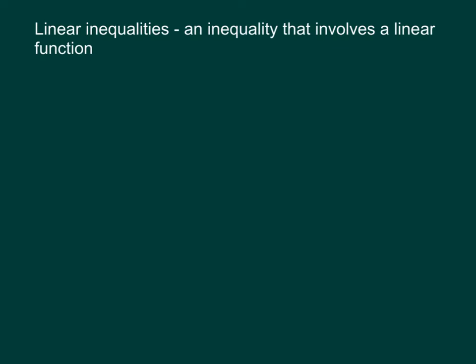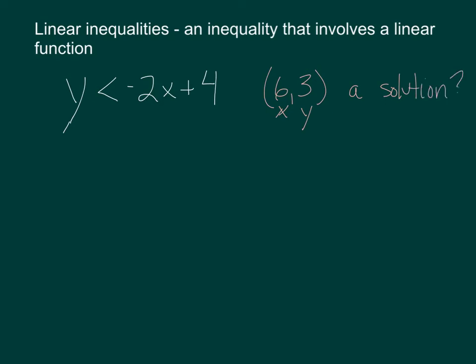Now, linear inequalities are inequalities that involve a linear function. So you might see something like y is less than -2x plus 4. Okay, this looks a lot like y equals -2x plus 4, but it's saying y is less than. So what you will be first asked to do is just test and see if we have solutions. So let's test (6, 3). Okay, so this is an x, this is a y. So we're finding out, is this a solution? So we're going to take and plug this in. So it's like we've done this before and finding out if the x and y are solutions. We're going to try that out here in an inequality.